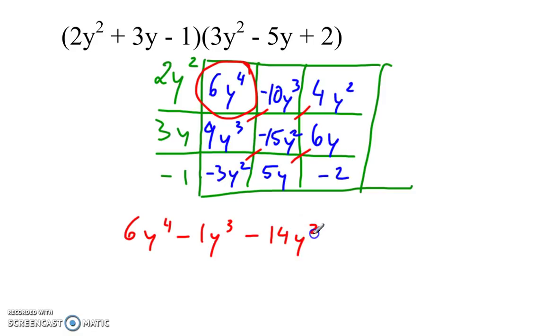Y squared, 5 and 6 gives me positive 11y, and then finally this one's by itself, minus 2. There you go. That's about as crazy as it gets here.